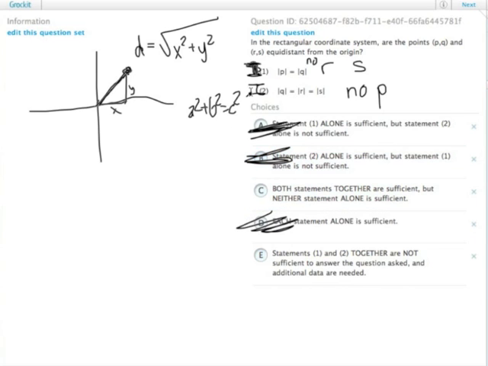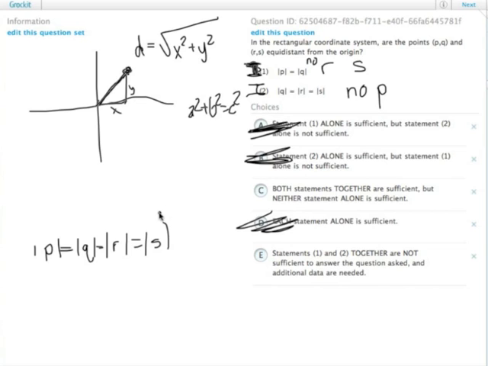So in conjunction, we do find out that the absolute value of P is equal to the absolute value of Q, and that's equal to the absolute value of R, and that's equal to the absolute value of S. So basically, the distance of each of the points, it's just going to be the absolute. All of these are going to be positive numbers.